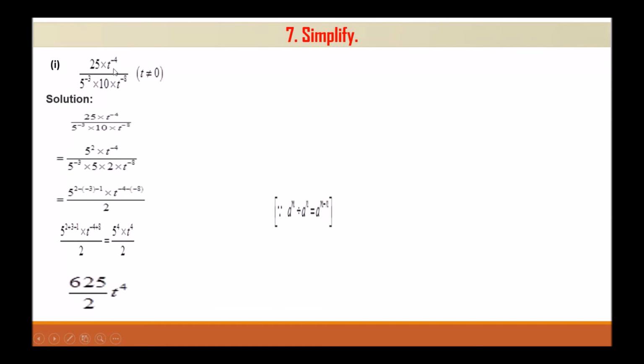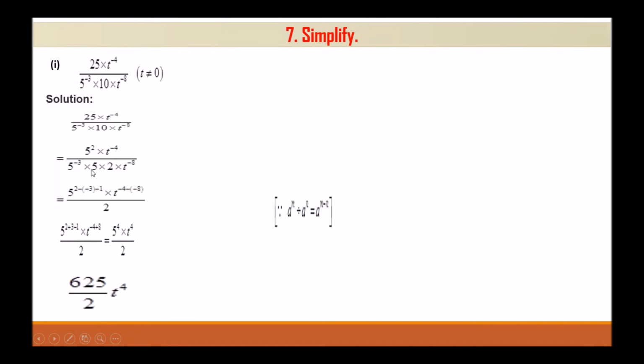Seventh question is simplify 25 into t raised to minus 4 upon 5 raised to minus 3 into 10 into t raised to minus 8, where t is not equal to 0. So 25 we can write as 5 raised to 2, that means 5 square into t raised to minus 4. And 10 we can write as 5 into 2.